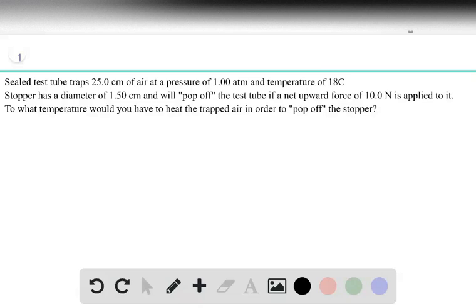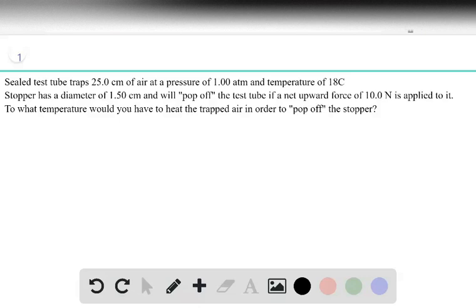Hey everyone, this is question number 36 from chapter 13. So this problem is about a test tube that is stopped, and the test tube stopper will pop off if 10 newtons of force is applied from the inside. Okay, and it asks, to what temperature would you have to heat the trapped air in the test tube in order to pop off the stopper?